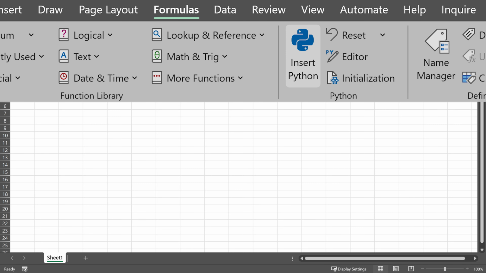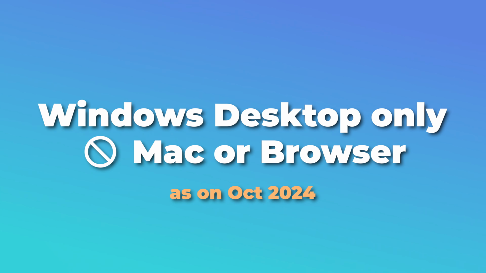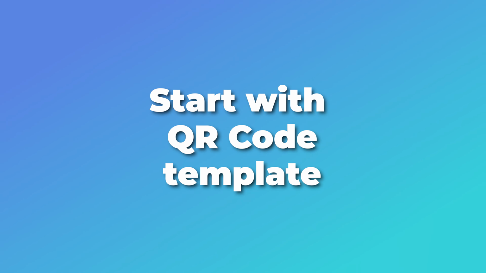In Formulas, you should see Insert Python. That means you have the correct version. This does not work on Mac, does not work on the browser version, only the Windows desktop version, and that too the Office 365 version. Now, how do you get started?